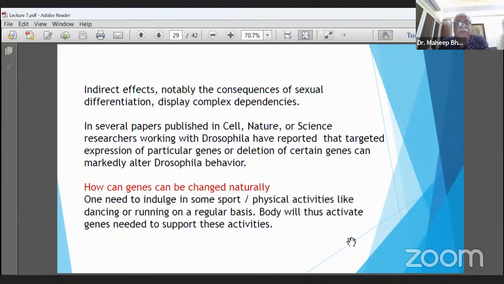But some people believe that if you get involved in specific activities, like physical activities such as dancing or running on a regular basis, or certain other activities like drawing, writing, or preparing a book, there is a possibility that you activate certain genes which are present in our body inactively, and these genes become active and then support these kinds of activities. Such examples have been observed in certain cases, but they are not very common. Okay.